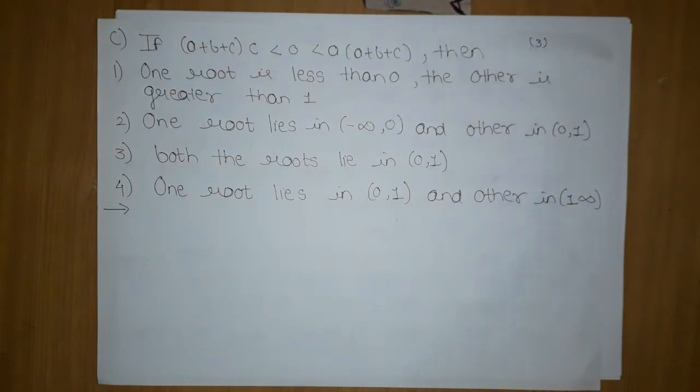The third part is as follows. If a plus b plus c into c is less than 0, and a into a plus b plus c is greater than 0, then one root lies in minus infinity to 0 and the other in 0 comma 1. Options: first, one root is less than 0 and the other root is greater than 1; second, one root lies in minus infinity to 0 and the other in 0 comma 1; third, both the roots lie in 0 comma 1; fourth, one root lies in 0 comma 1 and the other in 1 comma infinity.